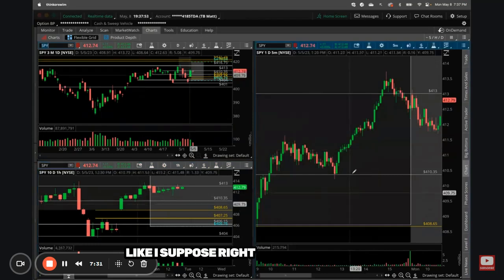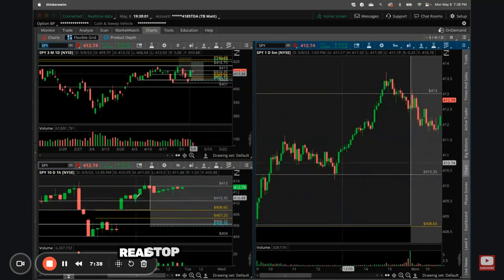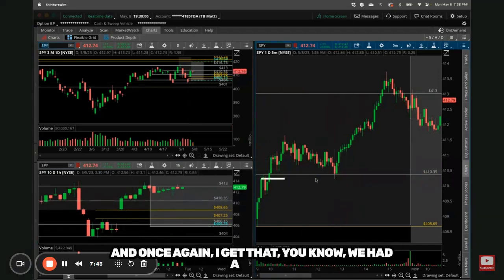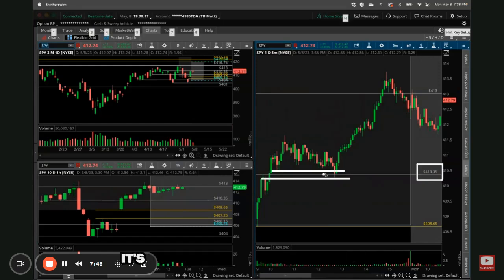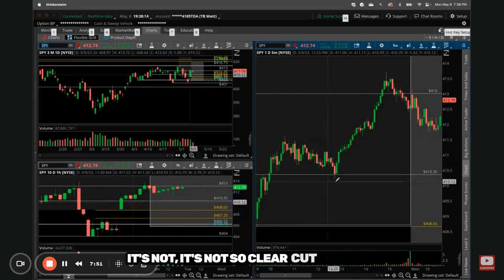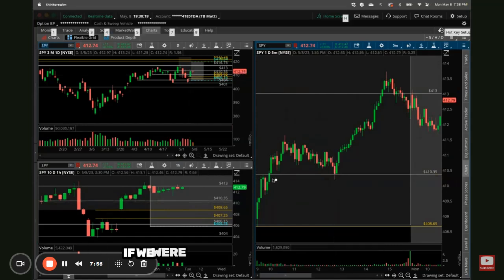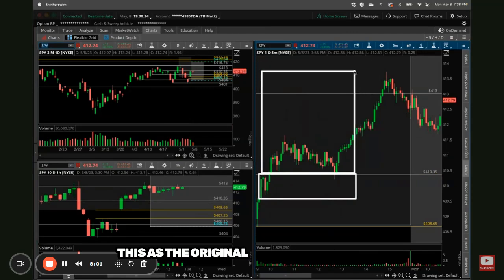I suppose right here on the Friday session, when the stop out comes, if you're monitoring from the hourly chart, there's no real stop that should have taken place there. And once again, I get that we had a stop loss in place here, but I'm talking about from just a zone perspective, right? It's not so clear cut that this should have warranted a full removal from the position if we were using the assumption of this as the original risk reward ratio on it, right? It's a mild retest of that range.